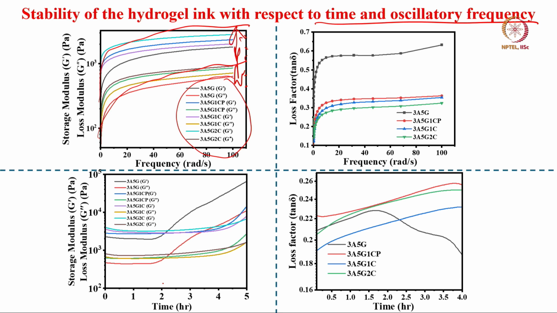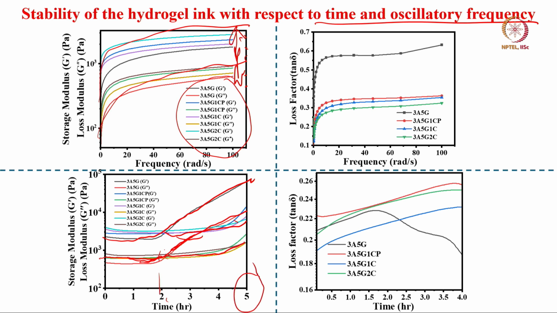Now, the storage modulus with respect to time; G prime, and the red one is G double prime. In both cases, G prime and G double prime increase significantly with time, like after 2 hours to 5 hours. But there is only a modest increase when you add these nanocellulose particles, in both G prime and G double prime, at least up to 5 hours of this measurement.